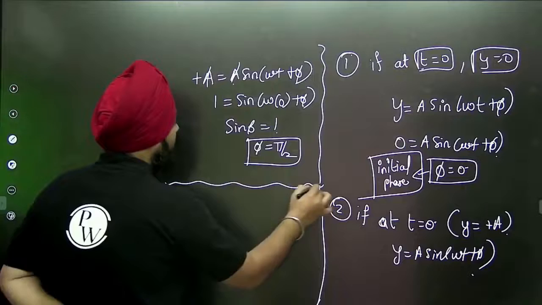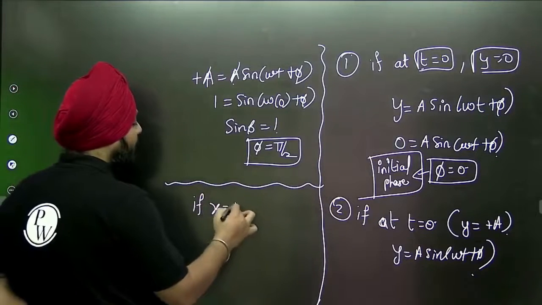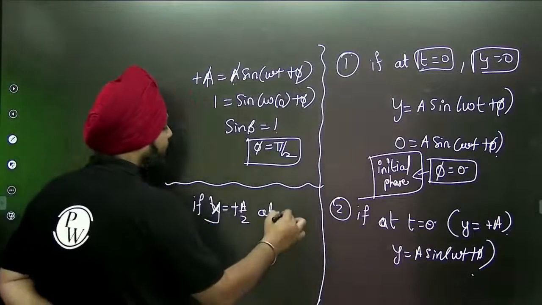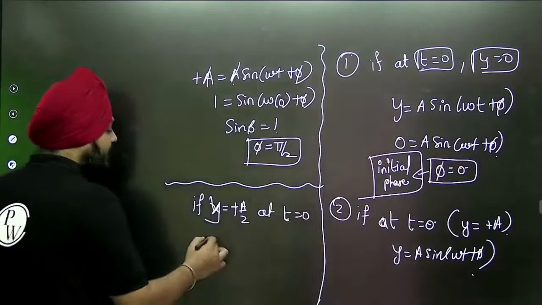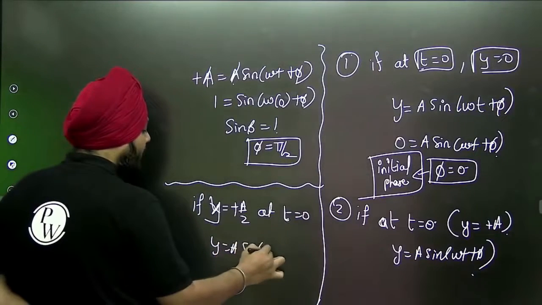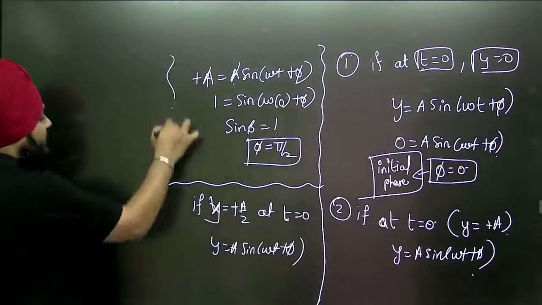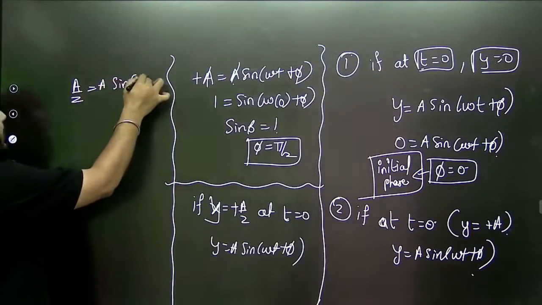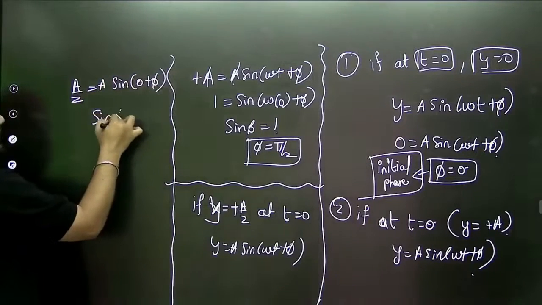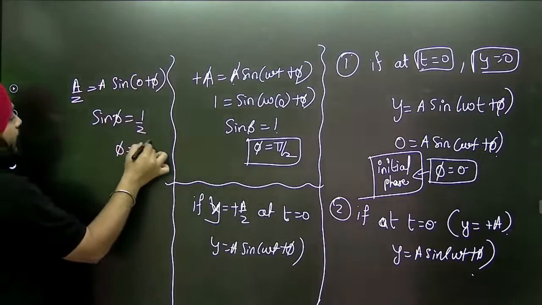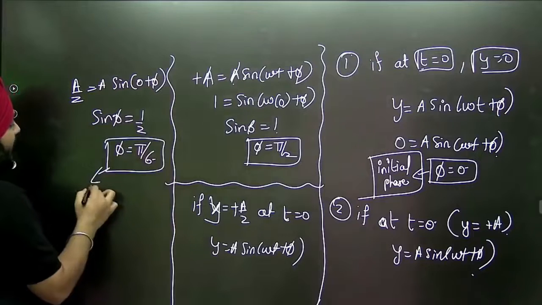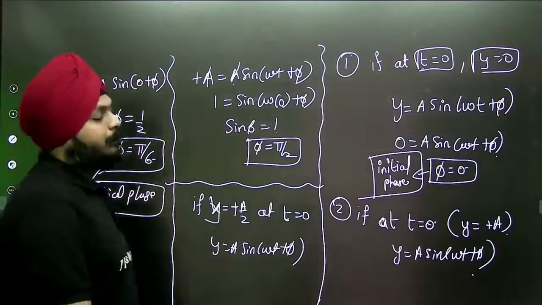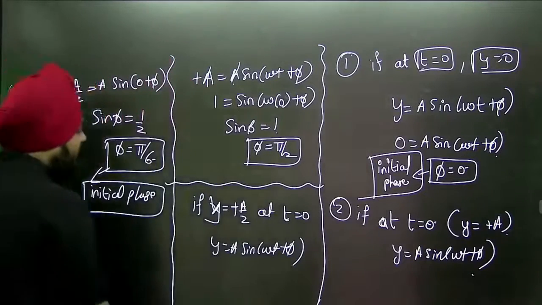Now the third case. Suppose y is equal to plus A by 2 at t is equal to 0, then what is the initial phase? Y is equal to A sine of omega t plus phi. So plus A by 2 is equal to A sine of 0 plus phi, sine of phi is equal to half, so phi is equal to pi by 6. This is the initial phase of the particle. From this point the particle starts performing the SHM. This is how things change.